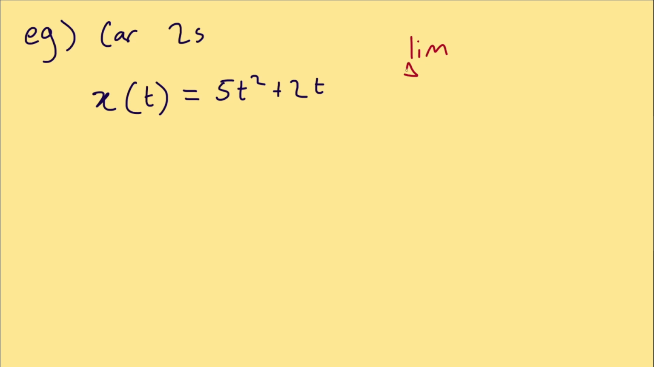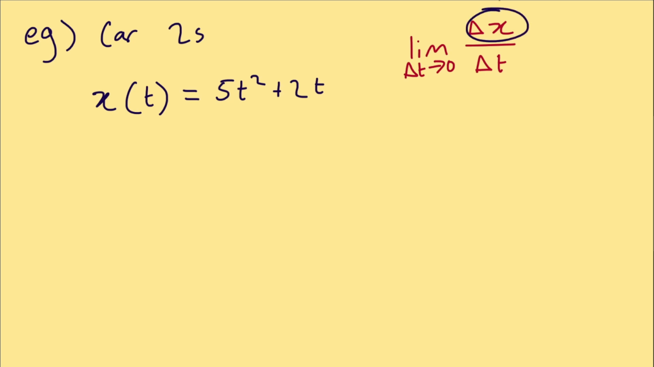You drive your car down a straight highway and you speed down the highway. It's really fun, but you want to find how fast you're going 2 seconds after you pressed on the gas pedal. Your car's position in meters is given by the function x(t) = 5t² + 2t. Let's go through this together. So remember the definition. It's the limit as delta t approaches 0 of delta x over delta t.